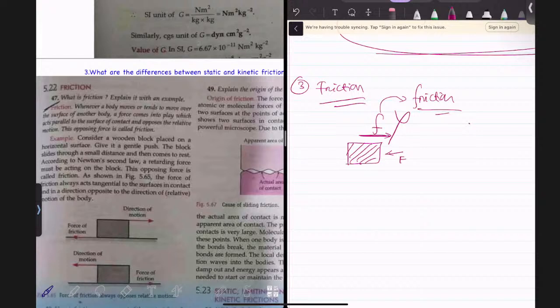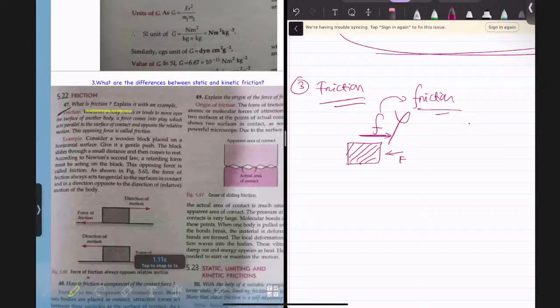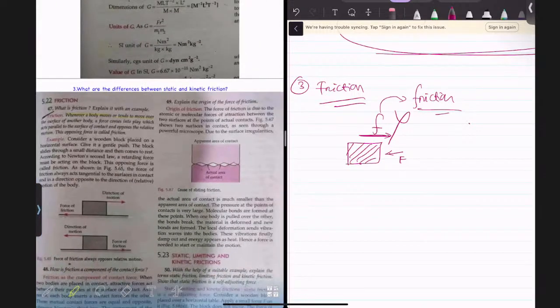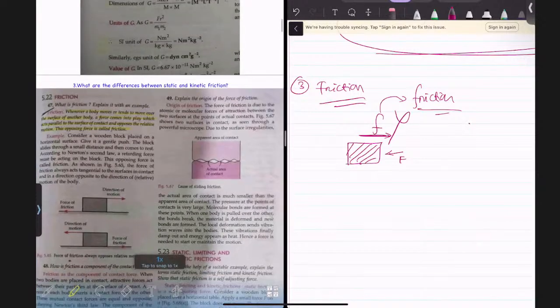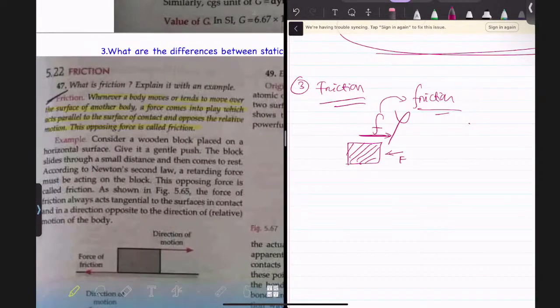I'll explain friction as the book explains it. Whenever a body moves or tends to move over the surface of another body, a force comes into play which acts parallel to the surface of contact and opposes the relative motion, that is known as friction. Okay, friction matlab the force given by the body which opposes its motion, that is known as friction.